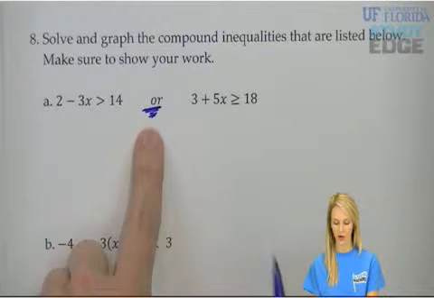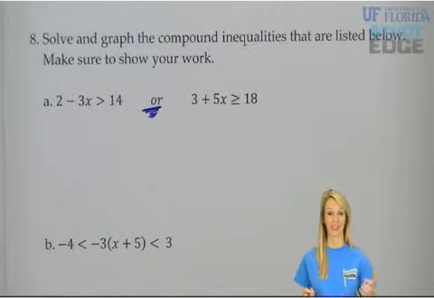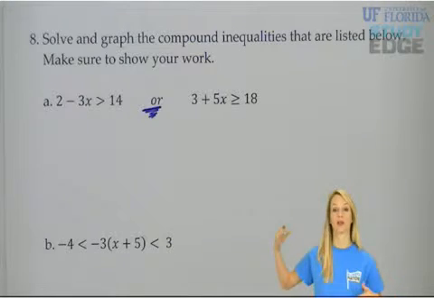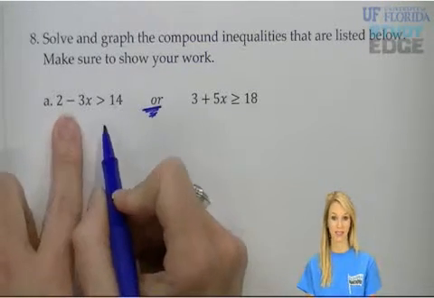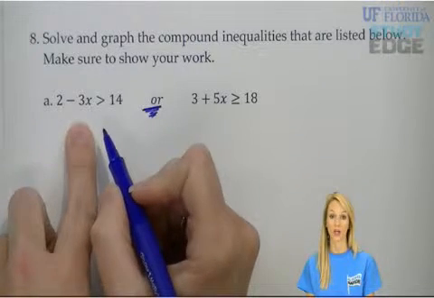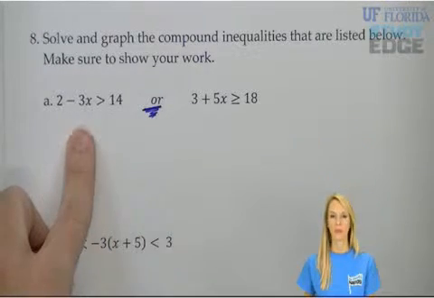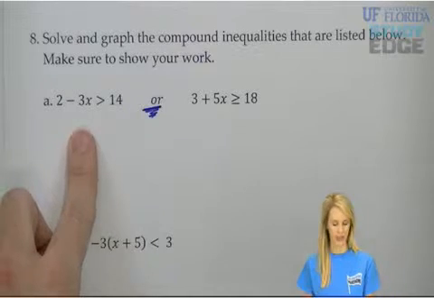Whenever we're dealing with an or, you're usually going to end up with an answer that says x can be less than something or can be greater than some other value. Let's figure out what those are going to be. When we're doing these compound inequalities, you're solving for x just like you would a normal equation. But there's going to be one extra rule, and we'll get to that.